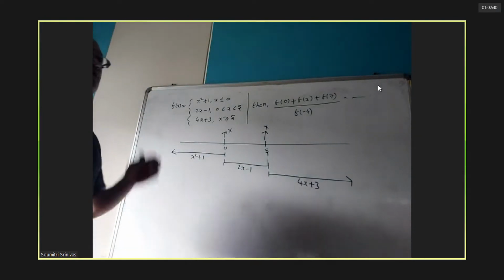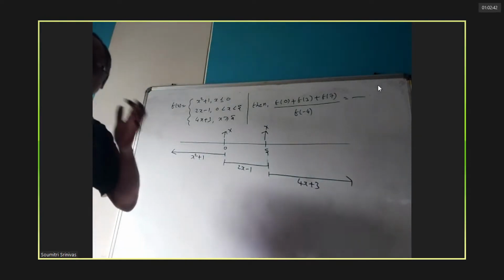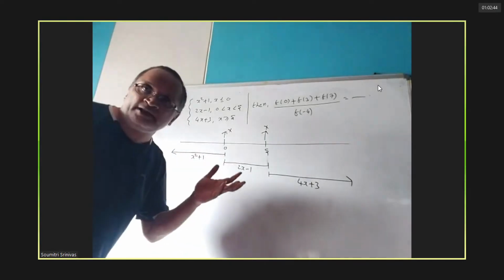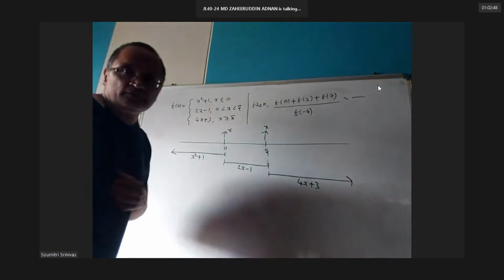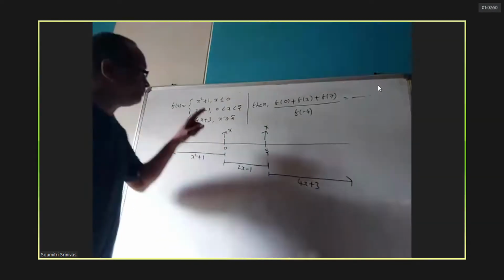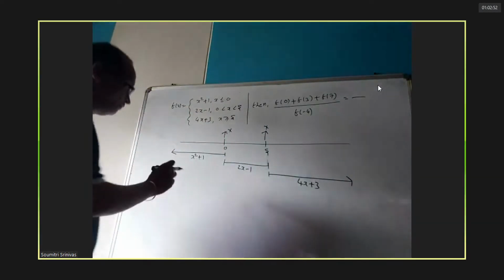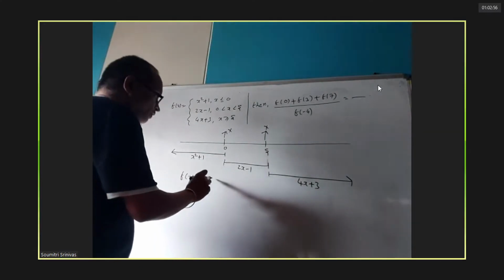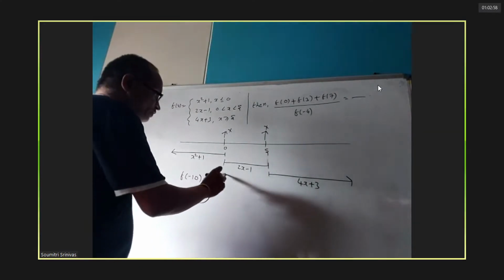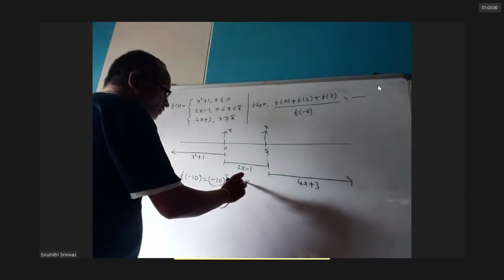What is f of minus 10? In which interval does minus 10 belong? Less than 0, the first interval. So what is f of minus 10? Minus 10 whole square plus 1, that is 101.